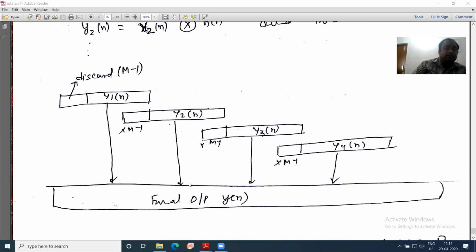Then the output will be y1, y2, y3, y4. You take it as it is. This will be the total output. All right, so tomorrow we will discuss one example of this, then it will be very clear to you.